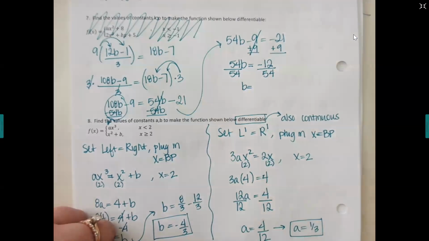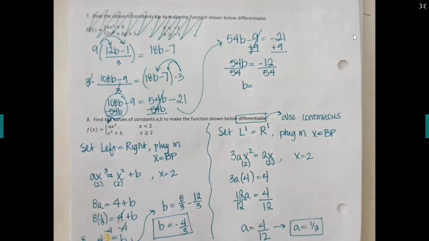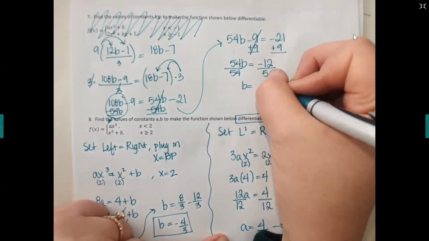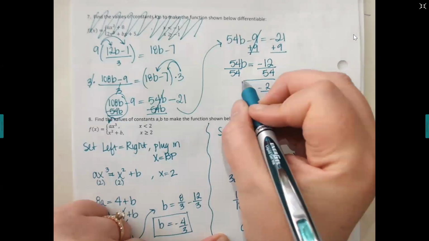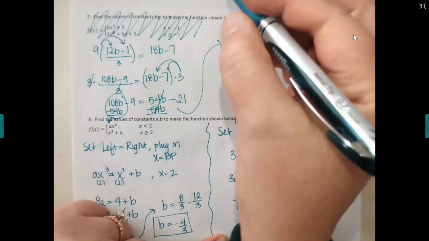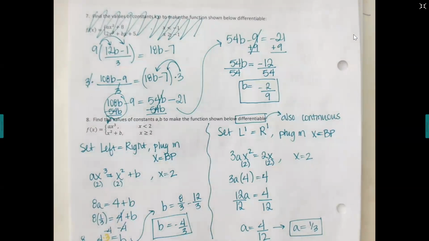And you'll see that your numbers don't come out quite as nice as the last one. Okay, but these can both divide by 6. So what will the top be when I reduce it? 2. And then 54 divided by 6 would be 9. Okay. Is this my final answer? No. I need an a and a b. I know b, but I still got to go back and find a.